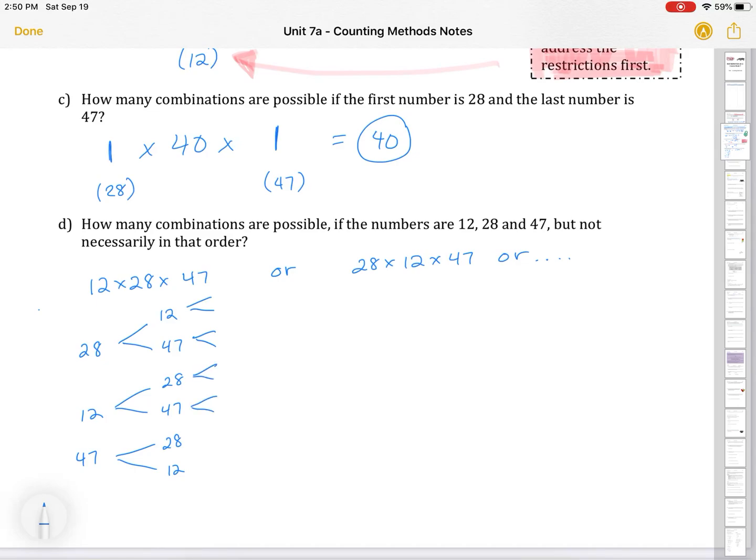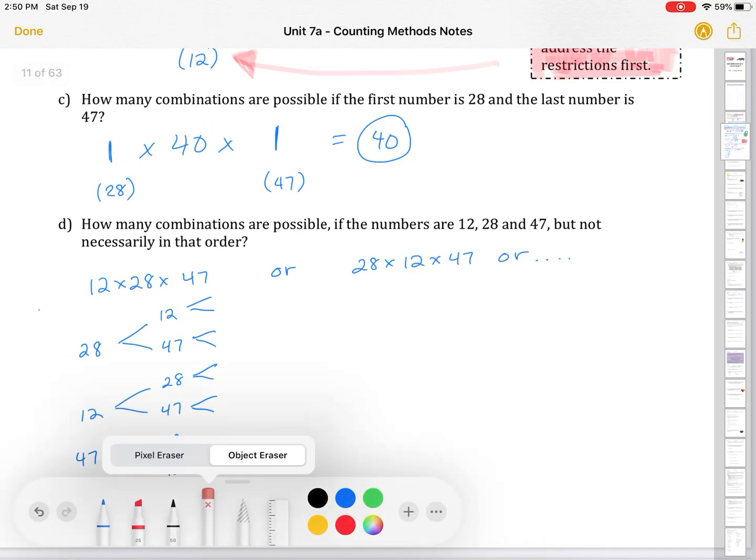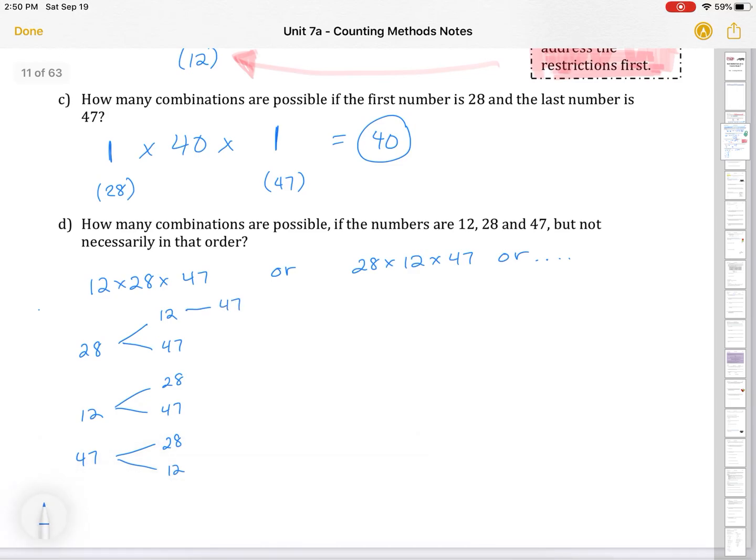And then I have my options for my third, right? And it's actually, for my third, I only have one choice. I don't have two choices, right? Because there's only one more option. This would be 47. This would be 12. This would be 47. This would be 28. This would be 12. And this would be 28. So looking at that, the total possibilities would be 1, 2, 3, 4, 5, 6. So I could do a tree diagram and get 6 options.